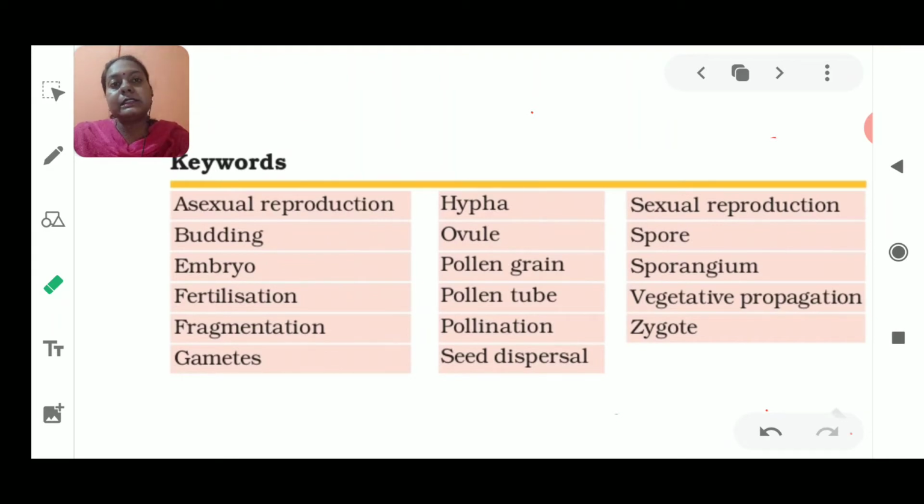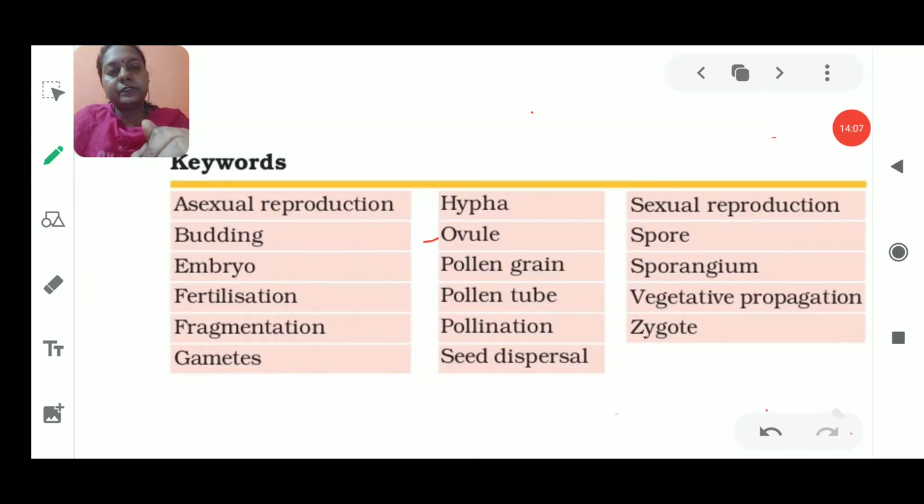Okay, next is the ovule. The next part which we need to discuss is the ovule. So ovule is another structure, the female gamete which is present in the ovary, okay, which is going to form a seed after the fertilization.